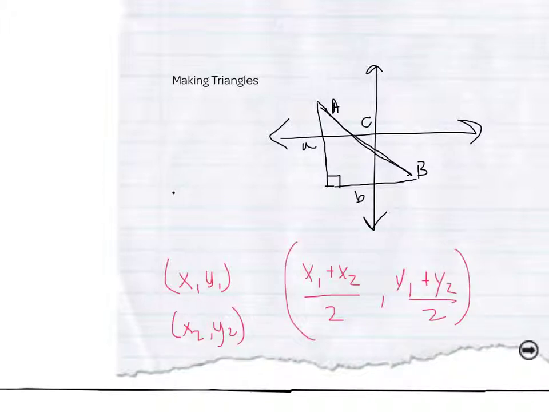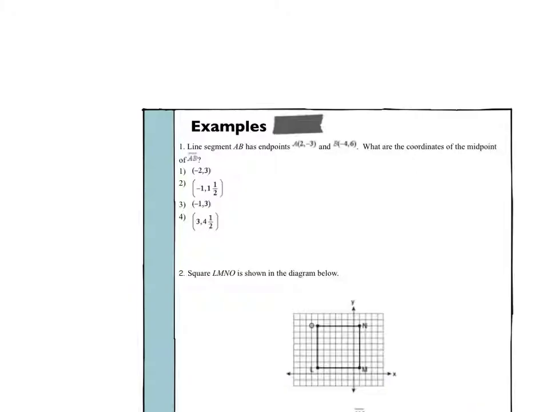So let's take a look at a couple of the problems that you should be ready for. All right, so we're actually finding the midpoint of this segment. It says line AB has endpoints (2, -3) and (-4, 6). So let's go ahead and find the midpoint here.